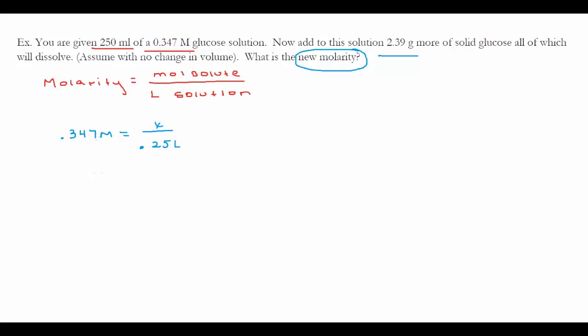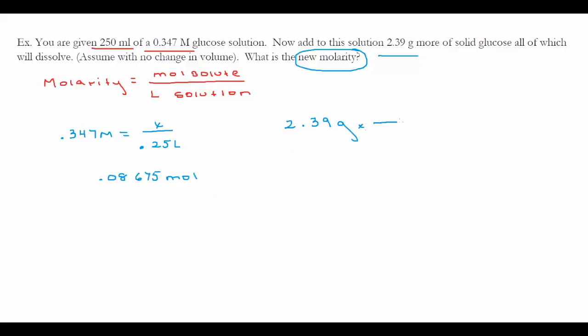When I solve by multiplying these two together, I find that I start off with 0.08675 moles of sugar. So I start off with this amount of sugar that I've dissolved, and I'm going to add to that 2.39 grams of sugar. Well, that's in grams, and I want to find the total, so I'm going to get this value into moles so that I can then add my two numbers of moles together.